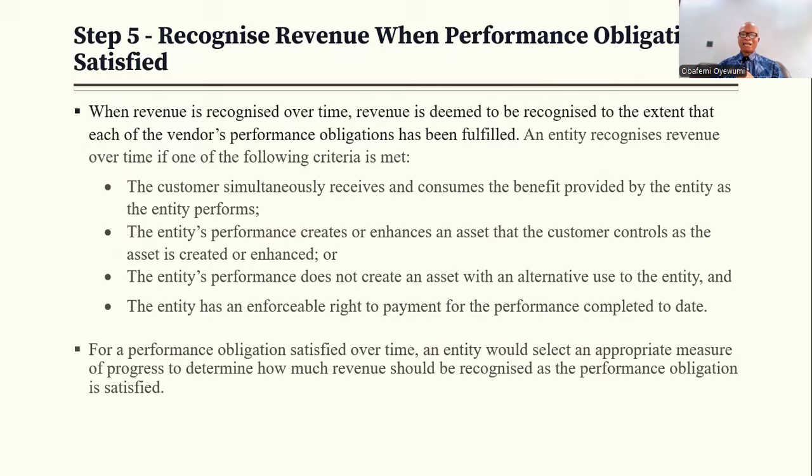All right. So an entity recognizes revenue over time if one of the following criteria is met. Number one, the customer simultaneously receives and consumes the benefit. So there must be a receiving, and then there must be a consumption of the benefit. And that's the service. Number two, the entity's performance creates or enhances an asset that the customer controls as the asset is created. For example, maybe you are repairing, maybe you are servicing a particular generator that you installed in a particular organization. You are enhancing the asset, and the customer, of course, has the control over the asset.